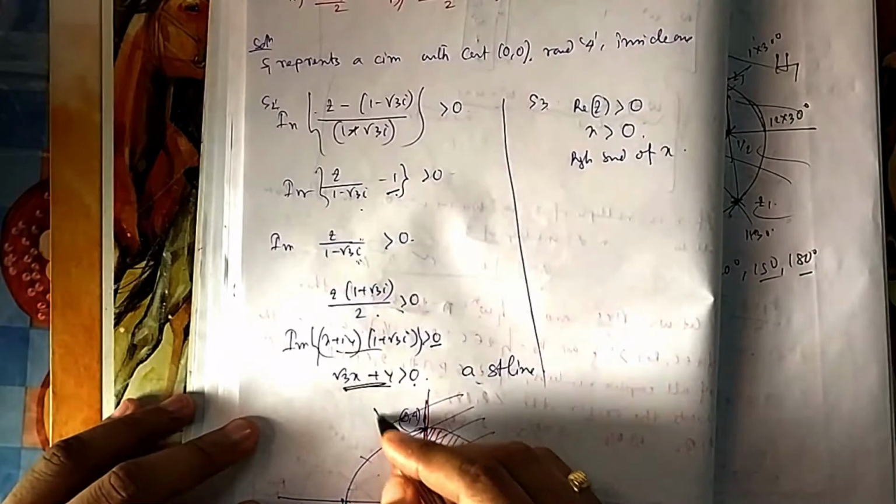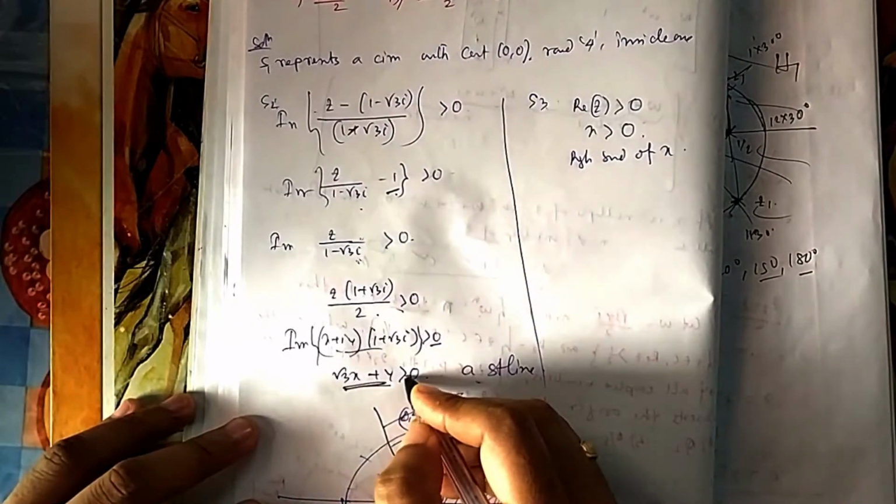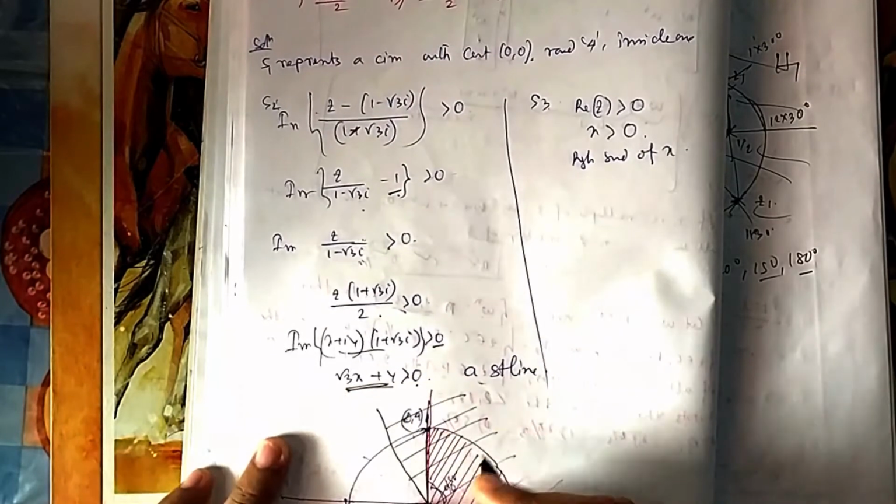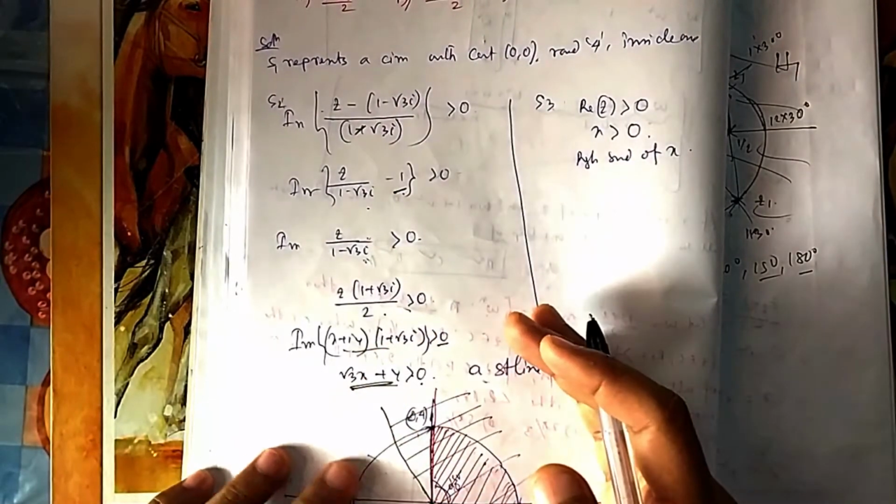So this is a straight line. It is passing through the origin, greater than 0. Now you have to check the point. Suppose if I check 1, 1, so it is root 3 plus 1 which is greater than 0. So this position is the answer they are talking about.